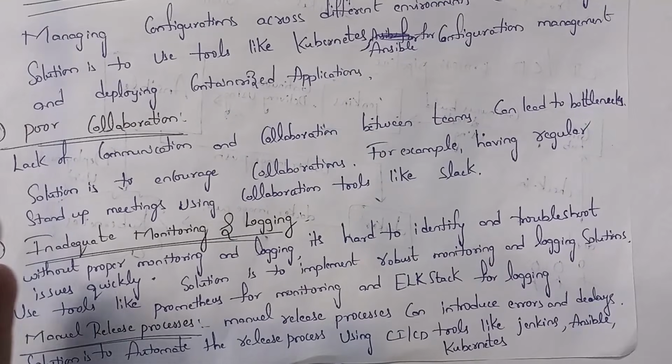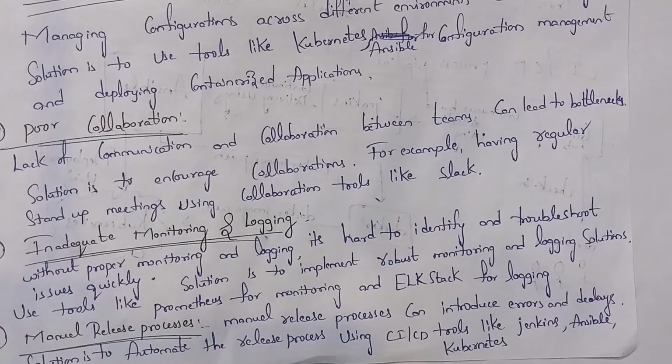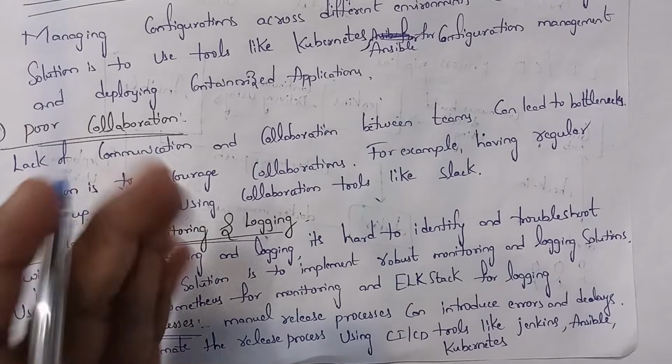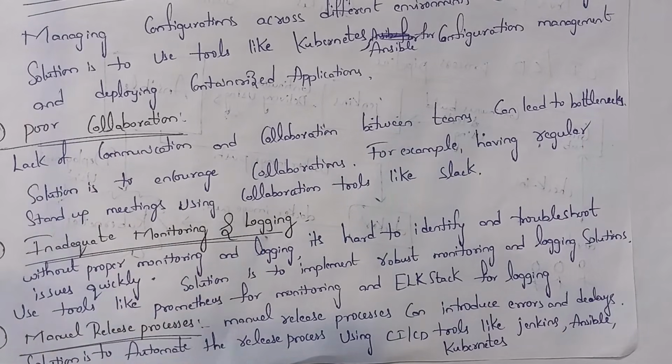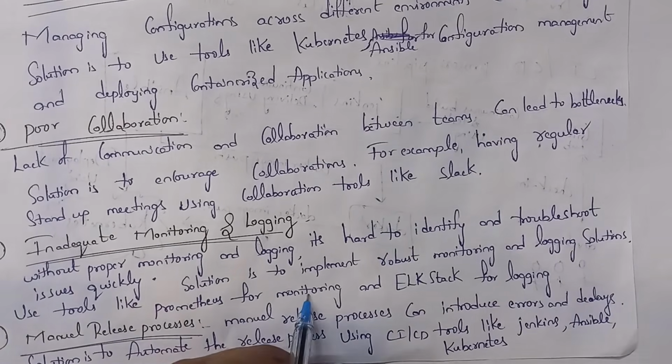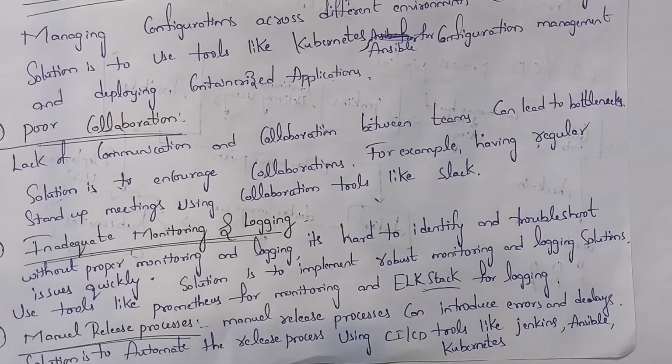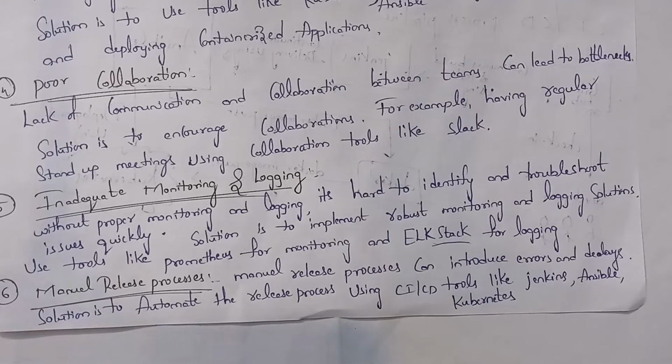The fifth one is inadequate monitoring and logging. Guys, even after placing our application in the server, we need to check whether the application is working smoothly or not. So in DevOps, for monitoring and logging, we can use tools like Prometheus for monitoring, whereas the ELK stack for logging. And the last one is the manual release process.